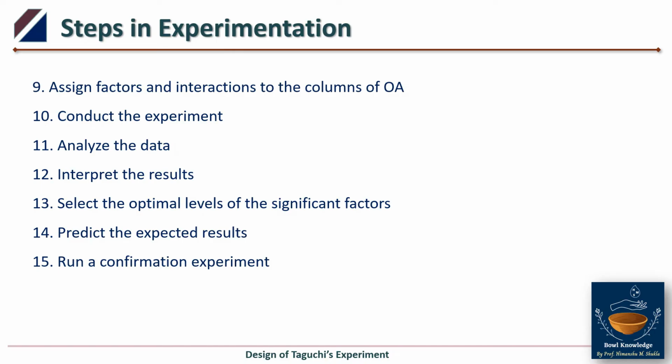Then analyzing that data, interpretation of the results, then selecting the optimum levels of significant factor. Okay, so if I have 9 rows in my orthogonal array, what combination of factor will give me the best output or best outcome or best effect or best dependent factor, that I will find out. Then predict the expected results, and then, as we did it for a trial of experimentation, we have to run a confirmation experiment at last.